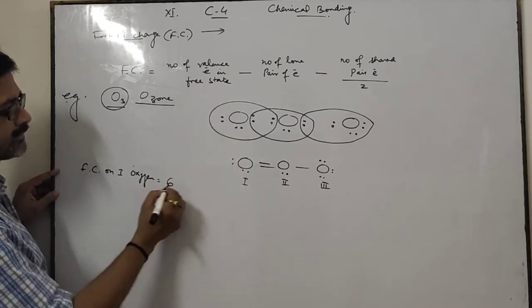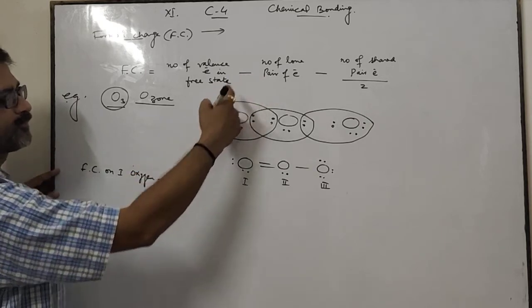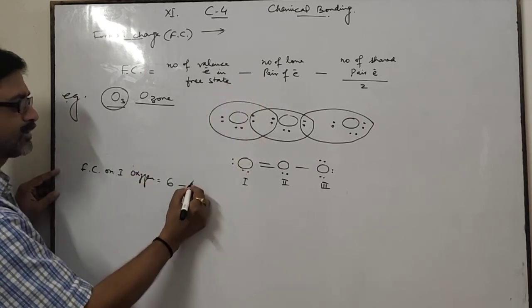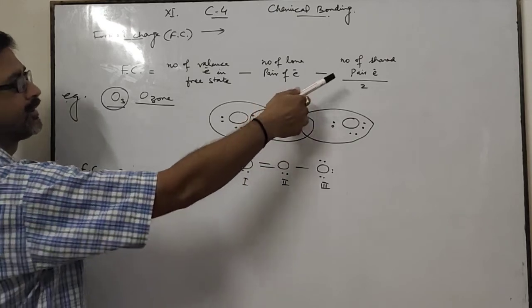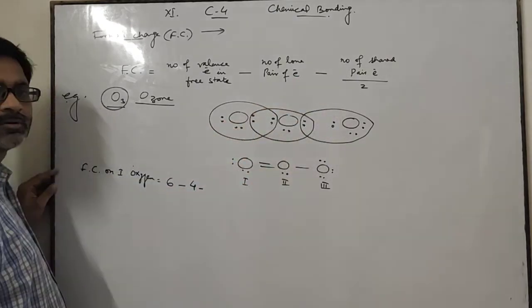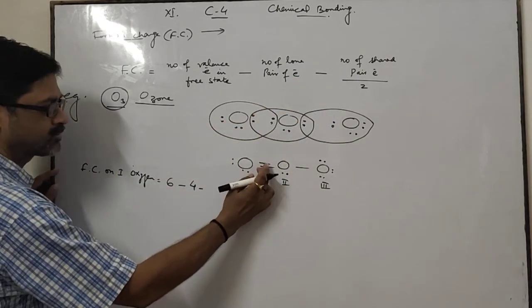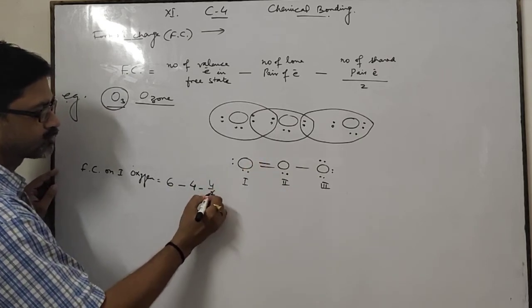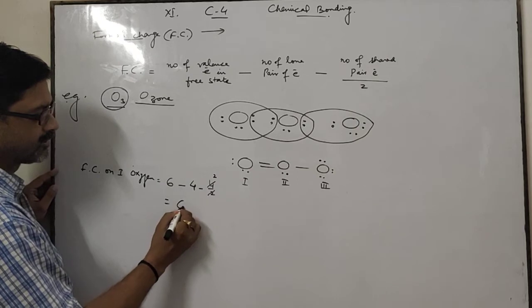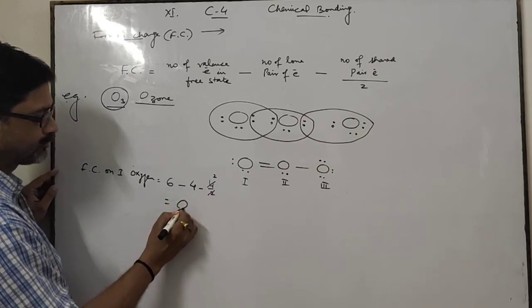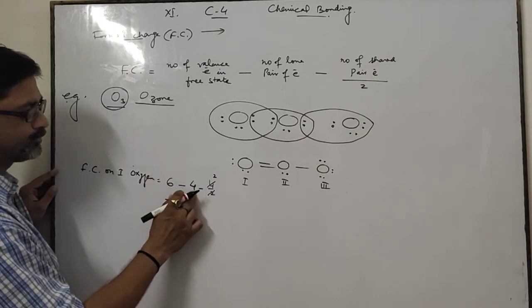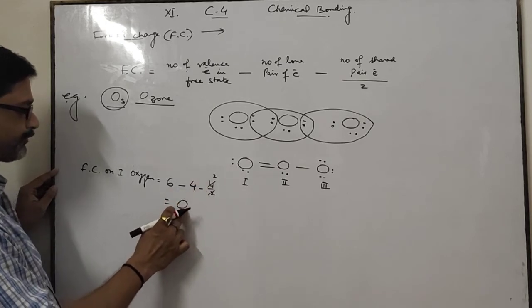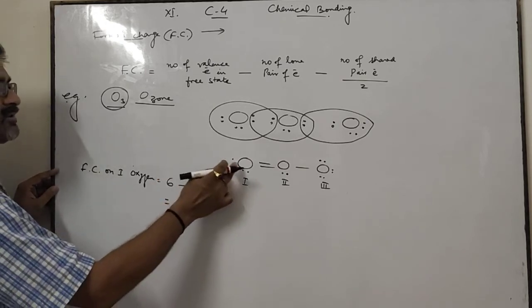This one is 6, minus number of lone pair of electrons, 2 plus 2 becomes 4, minus number of shared pairs upon 2. 2 plus 2, 4 electrons are shared here. 4 by 2 becomes 2, so it becomes 0. 6 minus 4 is 2, minus 2 equals 0. This is the formal charge on this oxygen atom.